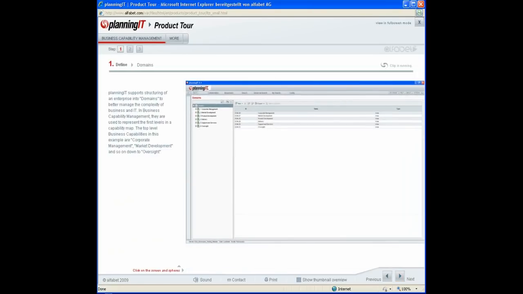Domains. planningIT supports structuring of an enterprise into domains to better manage the complexity of business and IT. In business capability management, they are used to represent the first levels in a capability map. The top-level business capabilities in this example are corporate management, market development, and so on down to oversight.